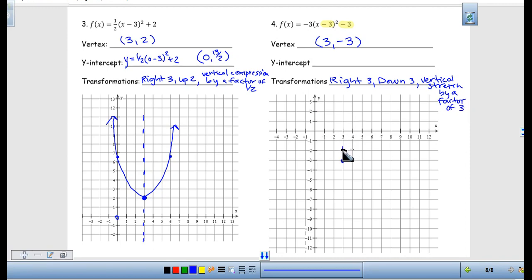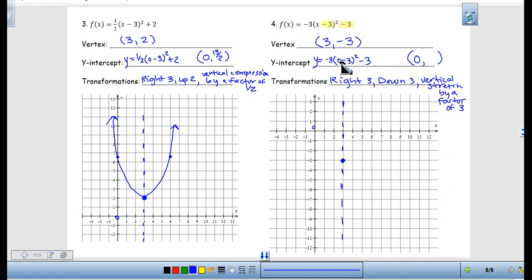Now, we can go ahead and sketch our axis of symmetry line to help us keep things balanced. And let's find our y-intercept. Remember, to find the y-intercept, we plug a 0 in for x because we want to see where it crosses the y-axis. So I've got y equals -3, 0 minus 3 squared minus 3. And this is my point. When x is 0, what is y equal to?